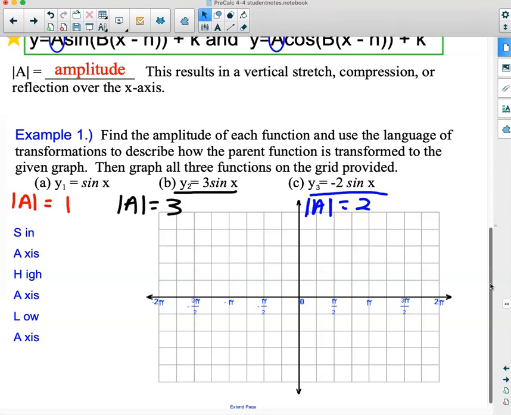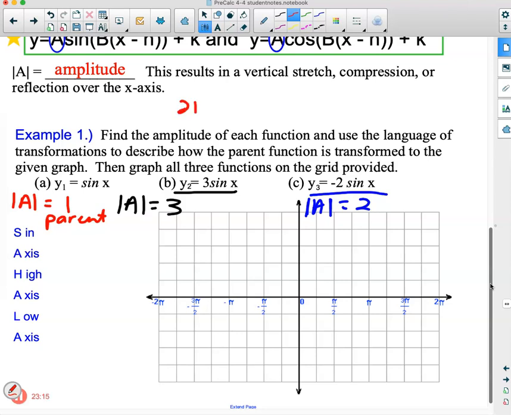So, back to the first one. Use the language of transformations to describe how the parent function is transformed to the given graph, and graph all 3 functions on the grid provided. Well, this isn't a transformation, this is the parent. Y sub 1 equals sine of x. That's the parent.